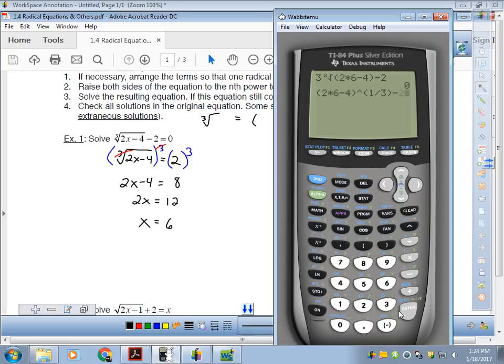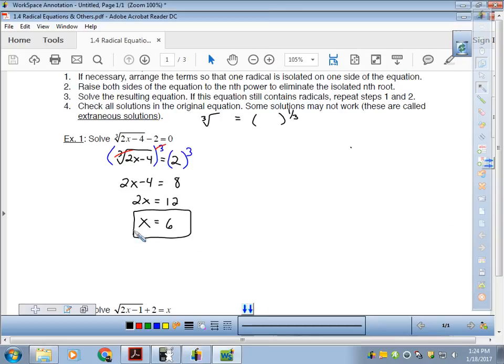And then I can do minus 2. And notice I still get 0. It still works out. Whichever way you prefer to do your cube roots to check your answer, that's up to you. Okay? But there is our answer for that one.